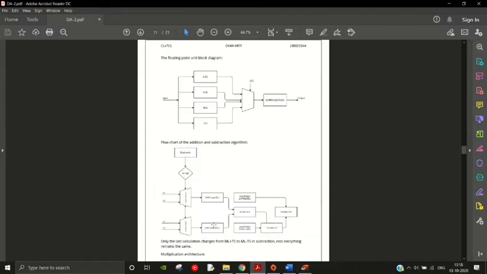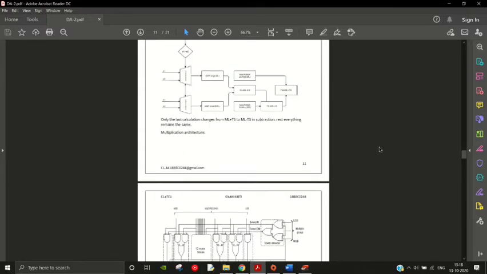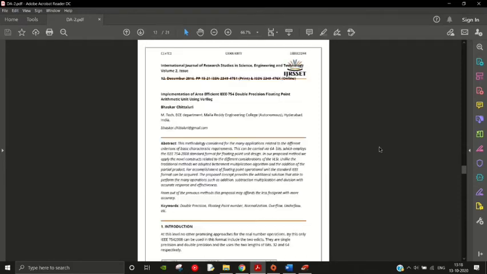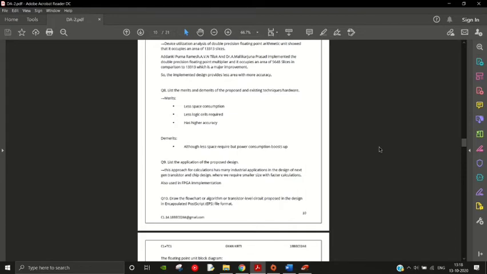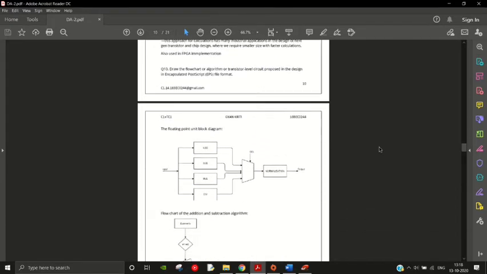So the last question is to draw the flowchart or the algorithm or transistor level proposed circuit design in EPS file format.